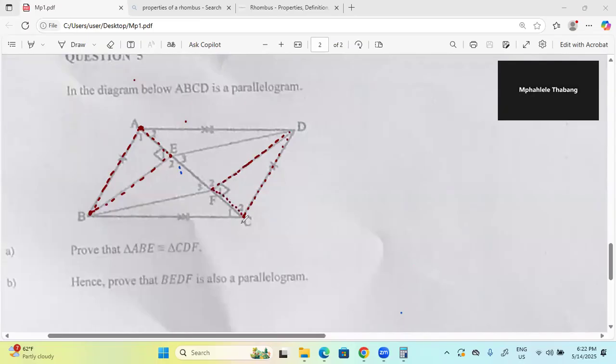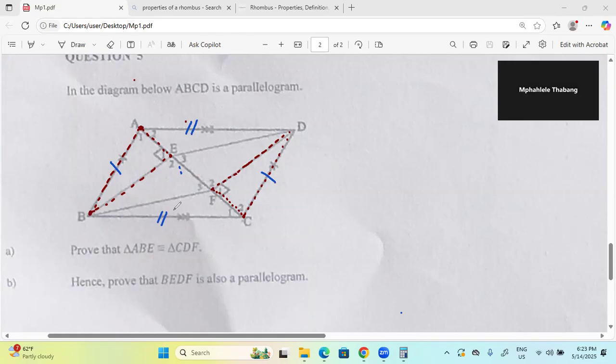Okay, reading of the information is important. In the diagram below, ABCD is a parallelogram. So if ABCD is a parallelogram, we know that opposite sides are equal. So we know that AB equals CD and AD equals BC. Opposite sides of a parallelogram are equal. So this will help us when we prove that ABE is congruent to CDF.